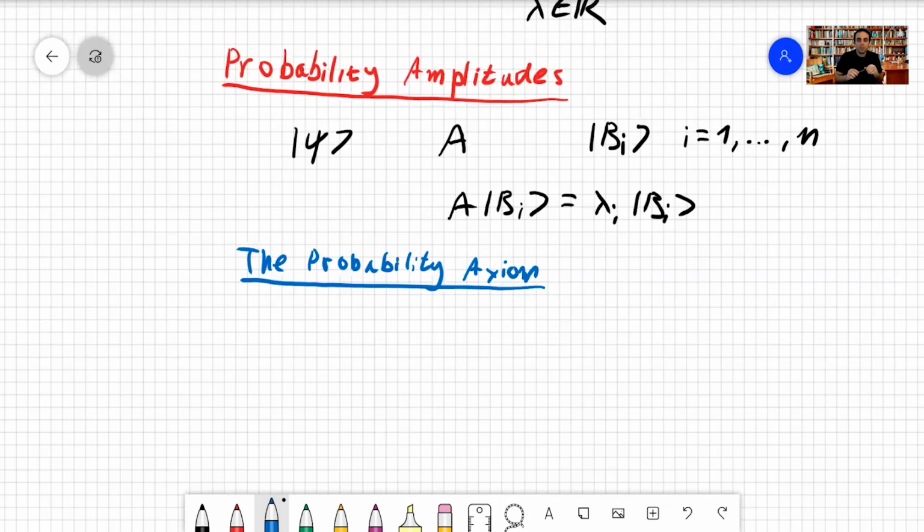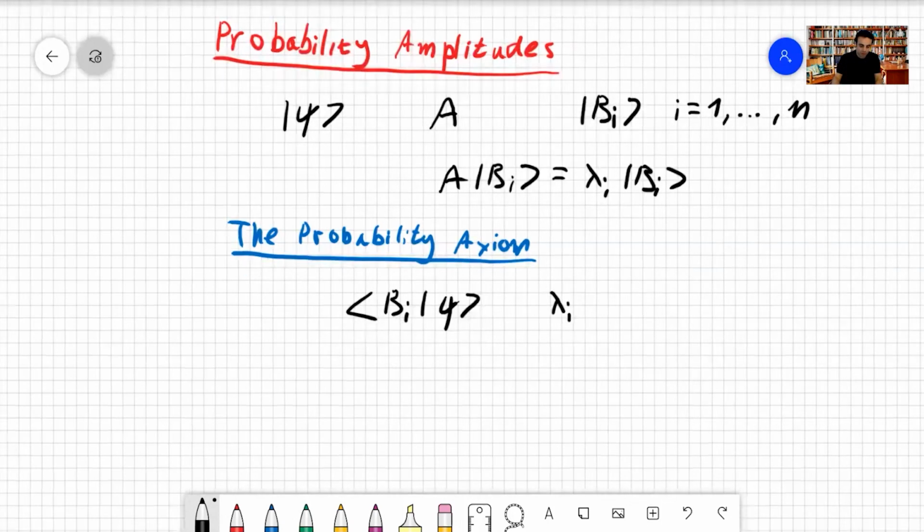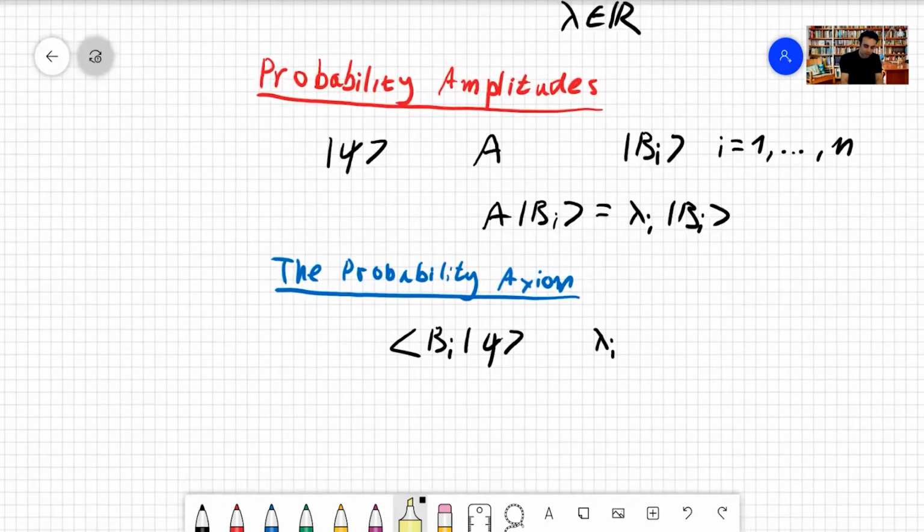The probability axiom of quantum mechanics says that the inner product ⟨b_i|ψ⟩ is the probability amplitude to measure the eigenvalue λ_i, which is the one corresponding to the state b_i, given that the system is in a state ψ. Okay, so the system is in the state ψ.